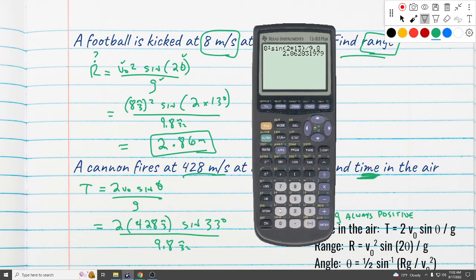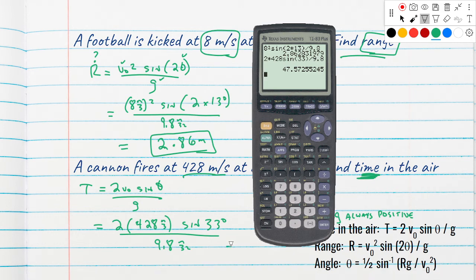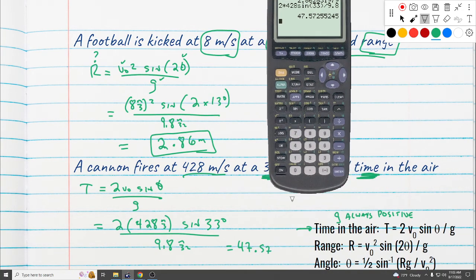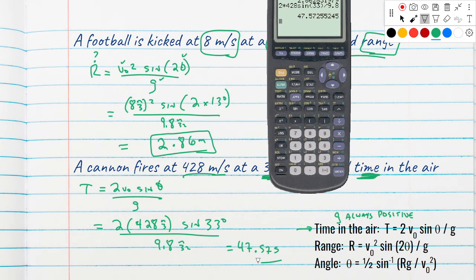Come in here and I go 2 times 428 sine 33, close that up, divide by 9.8, and it's going to be in the air for 47.6 seconds until it hits the ground. Maybe in D2L put 5.7, maybe 5.73 or something, but should be fine. And that's going to be in seconds. Cool? That's the level ground problem.